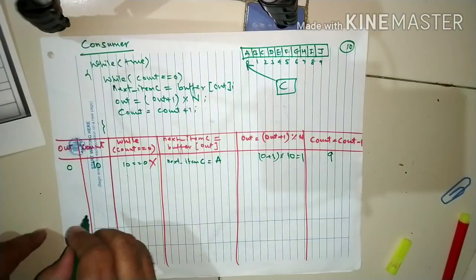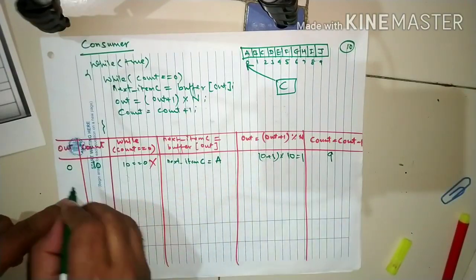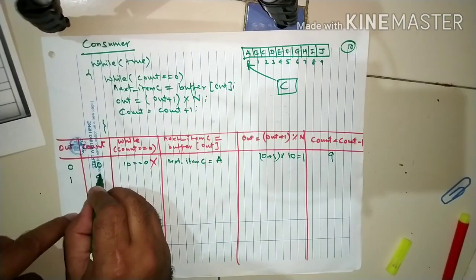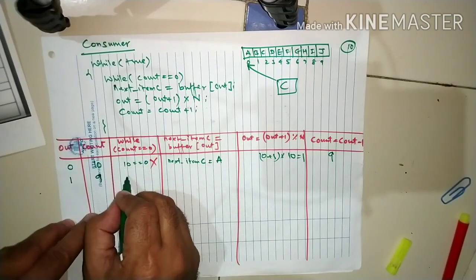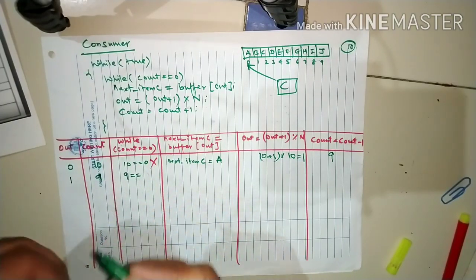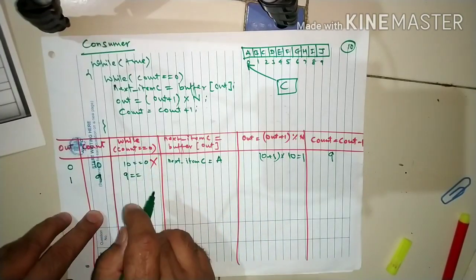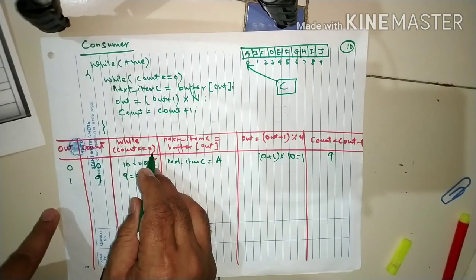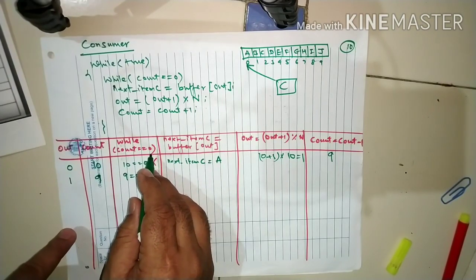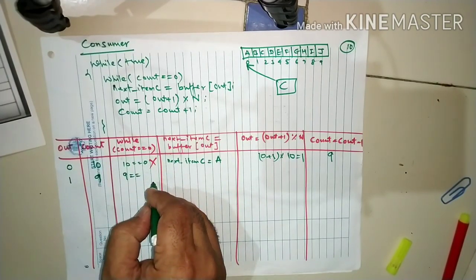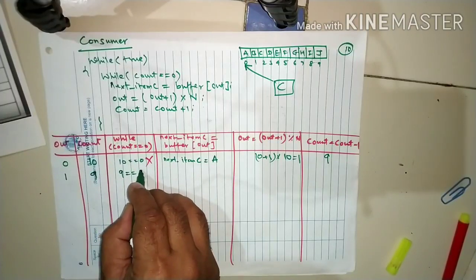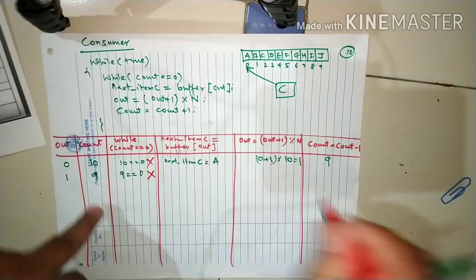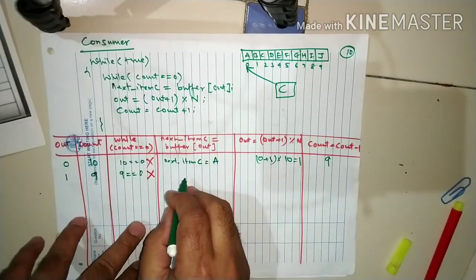We'll see the second iteration. So out equals 1, count equals 9. While count is equal to 0, we are checking: count is 9, 9 is equal to 0. Again this is false, so we'll check the next instruction.